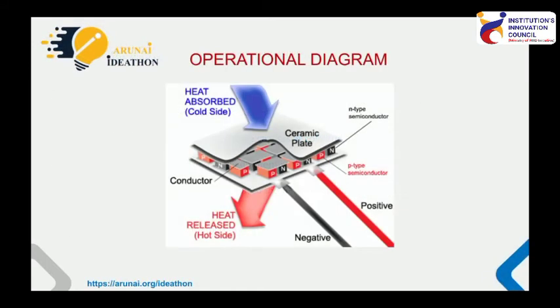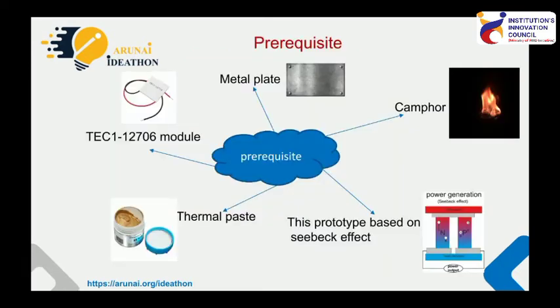Operational diagram. This is the operational diagram of our prototype. Prerequisites. This is the TEC1-12706 model to generate electricity. This is a metal plate used to transfer the heat to the module. Thermal paste is used to cool the other side of the module. Camphor for heating the metal. This prototype is based on the Seebeck effect.